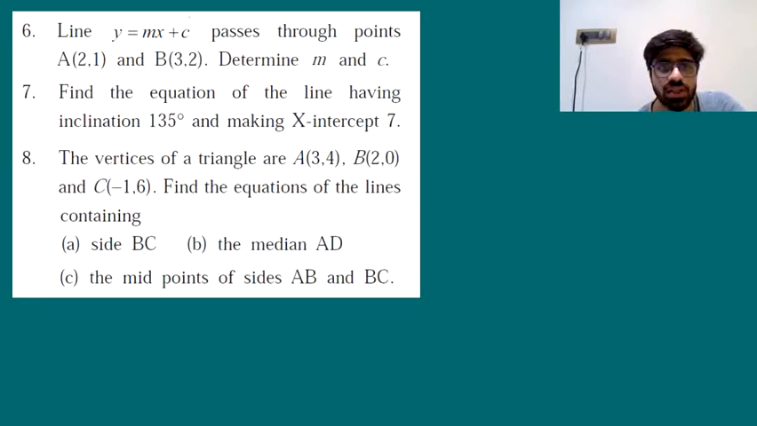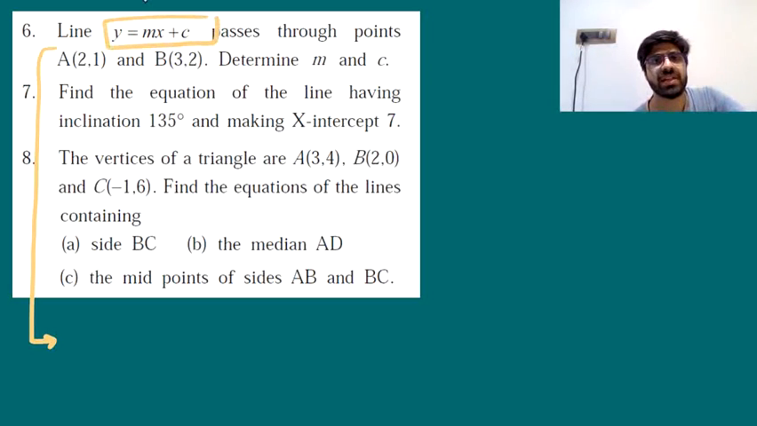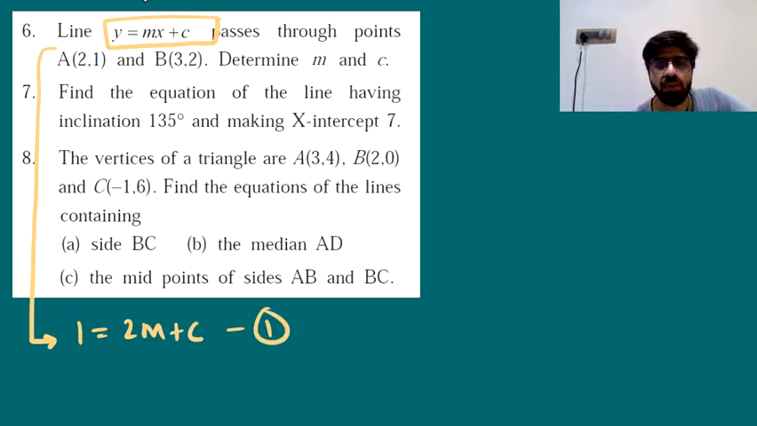In the sixth question, they are saying that there's a line y equal to mx plus c. It is passing through 2 points. We have to determine m and c. Now see, if a line passes through 2 points, the coordinates of the 2 points are going to satisfy the equation of that line. So we will say that this equation will be satisfied by 2, 1, and that is why in place of x we can put 2 and in place of y we can put 1. When we replace x with 2 and y with 1 in that equation, we have 1 equal to 2m plus c. Mark it as equation 1.